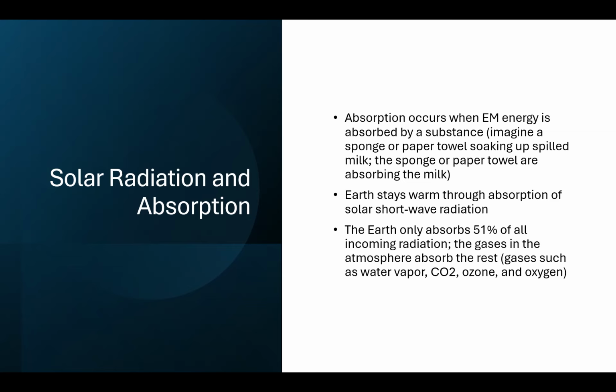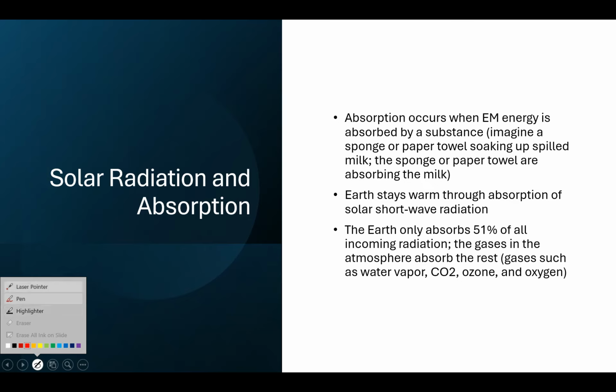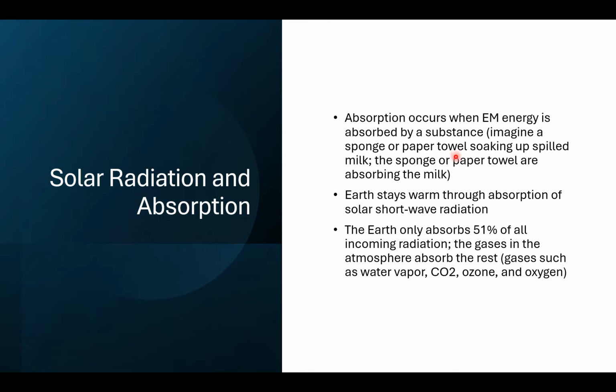All right, now, what can happen to some of the solar radiation as it moves through the atmosphere? Some of this radiation is going to be absorbed. Absorption is generally going to occur when this EM energy is absorbed by a substance. You can imagine, for example, a sponge or even a paper towel. You basically use a sponge or paper towel to soak up spilled milk, and the sponge or the paper towel is going to absorb that milk rather readily. Same thing goes on with the process of absorption in the atmosphere. It's the absorption of this incoming solar radiation.